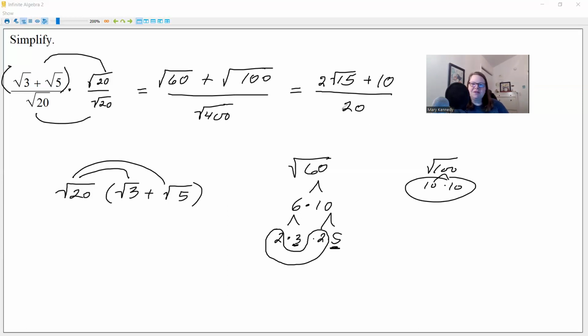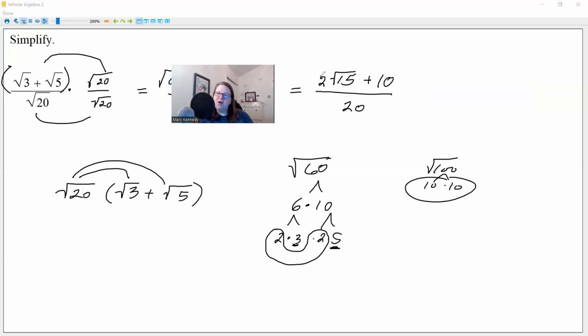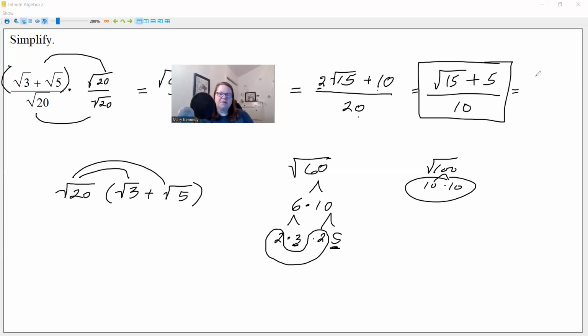And so we're essentially done, but we can simplify these numbers a little bit more because they're all even numbers. When I say all, I mean the coefficient 2, the 10, and the 20, right? Those will all divide by 2. So 2 divided by 2 is 1 times the square root of 15, which is just the square root of 15. 10 divided by 2 is 5, and 20 divided by 2 is 10. So this would be our simplified answer. And if you had 5 plus the square root of 15 over 10, that would be okay too. Yeah, the order there doesn't matter so much.